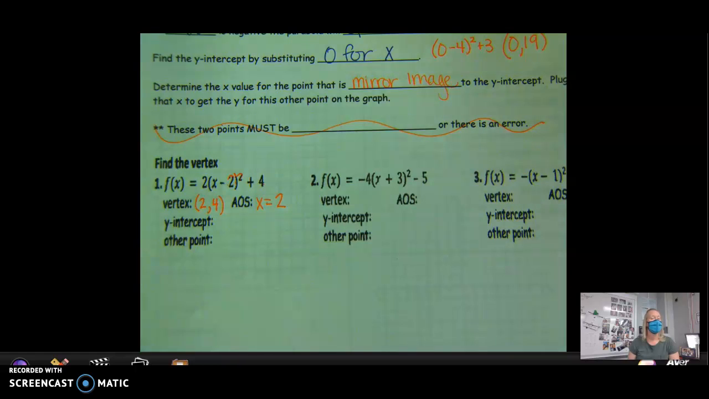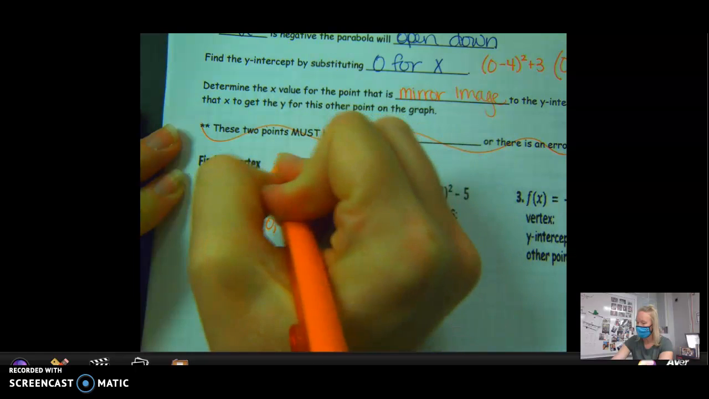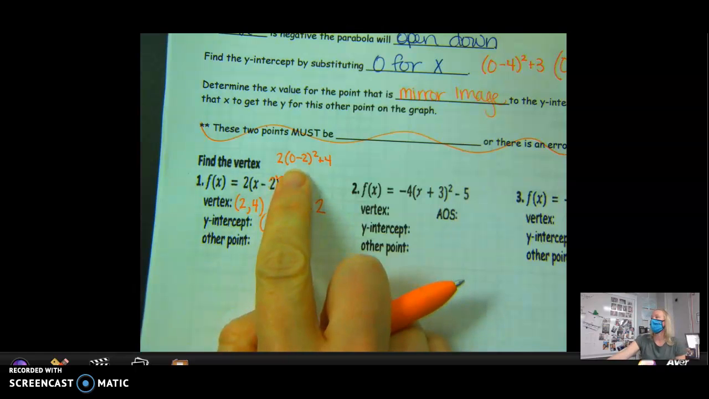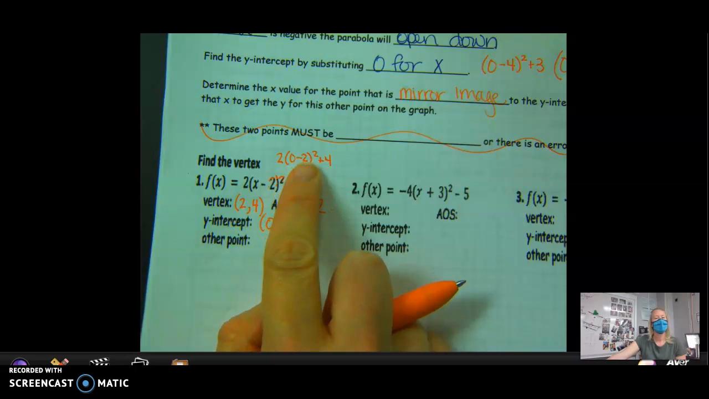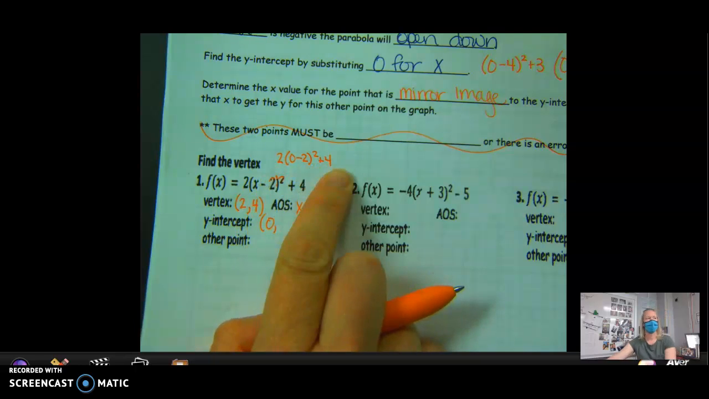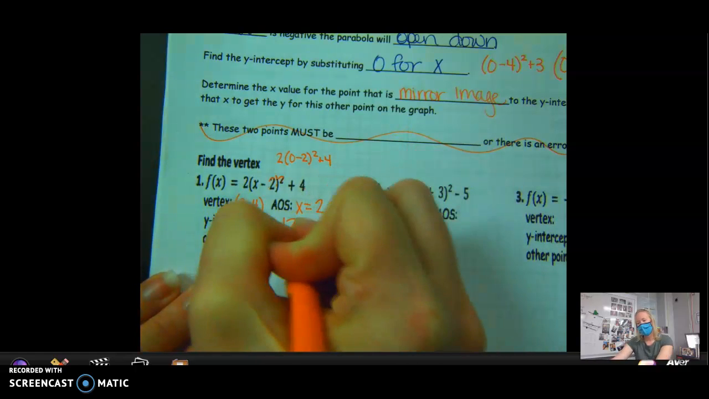Your y-intercept is when we plug in 0 for y, right? Or sorry, 0 for x. So you know your x value is 0. Okay? So I'm going to plug in 0 for this guy. So I'm going to do 2 parentheses 0 minus 2 squared plus 4. So order of operations, parentheses first. What's 0 minus 2? Good. What is negative 2 times negative 2? Positive 4. What's 4 times 2? 8. What's 8 plus 4? 12. So your y-intercept is at 0, 12.